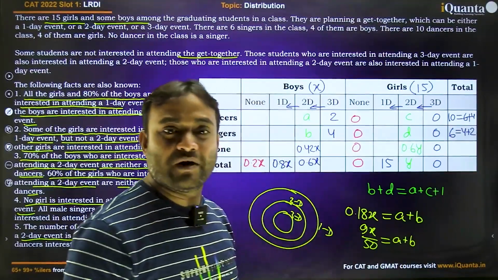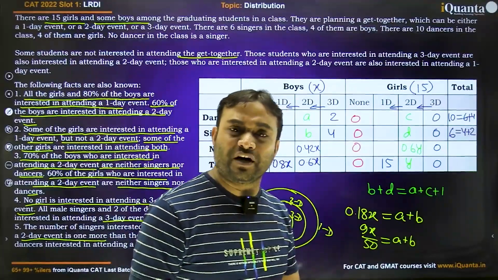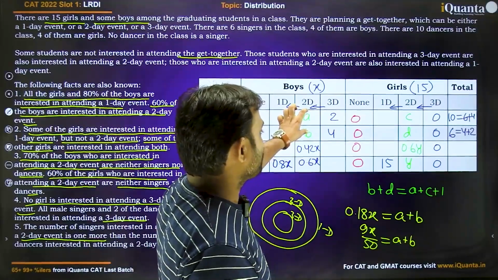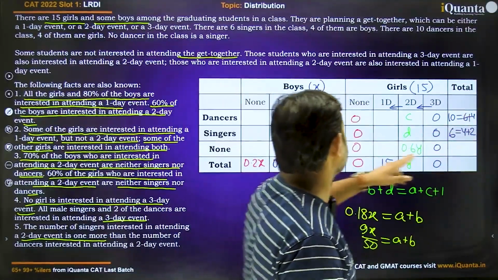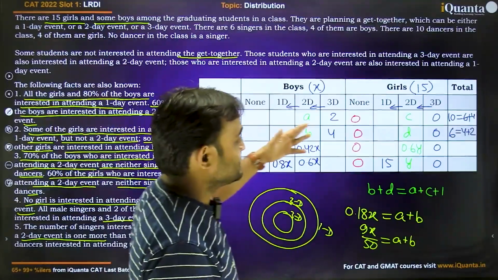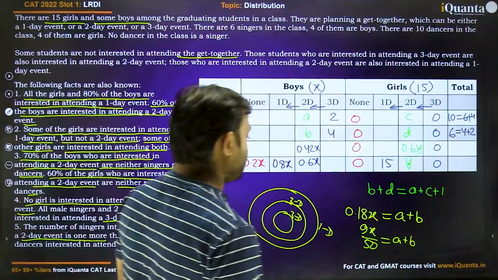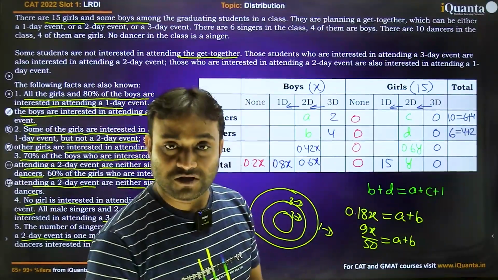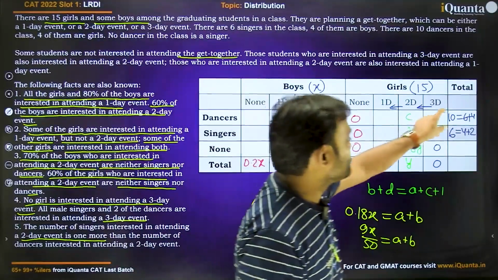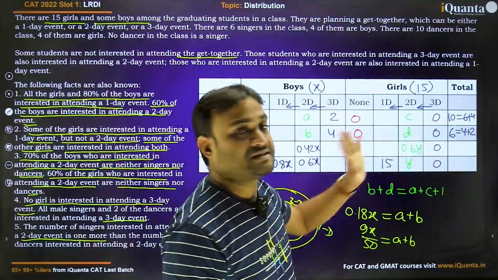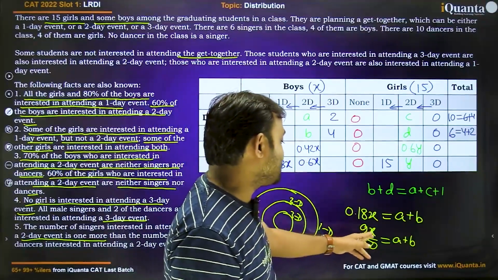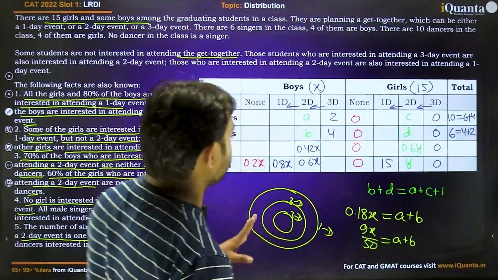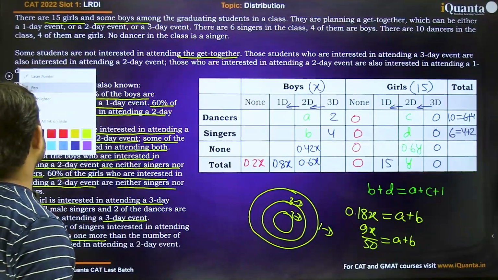Now x must be a multiple of 50. x could be 50, x could be 100. If x is 50, then A plus B will be equal to 9, which could still be true because we know the number of dancers plus singers who are boys is 10. But if x is 100, A plus B will become 18, which is not possible because the total number of dancers plus singers who are boys is 10. So x cannot be more than 50, and it cannot be less than 50 either. So in this case, we can say x must be 50.